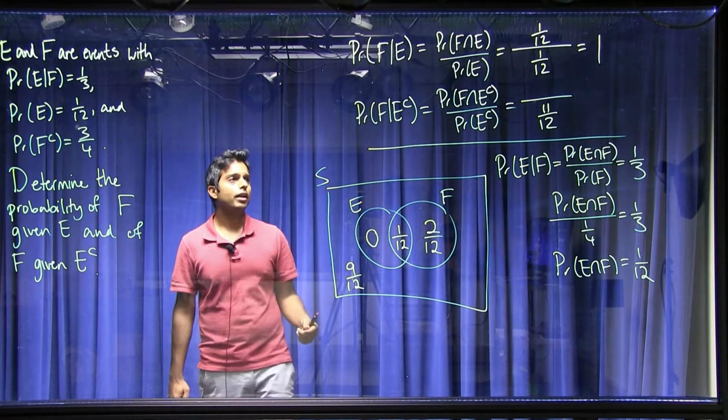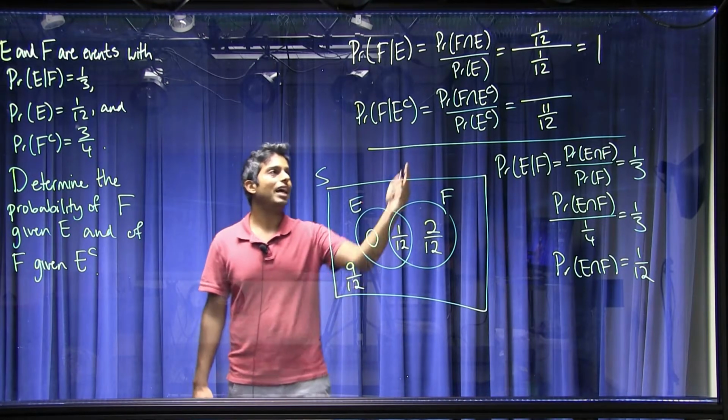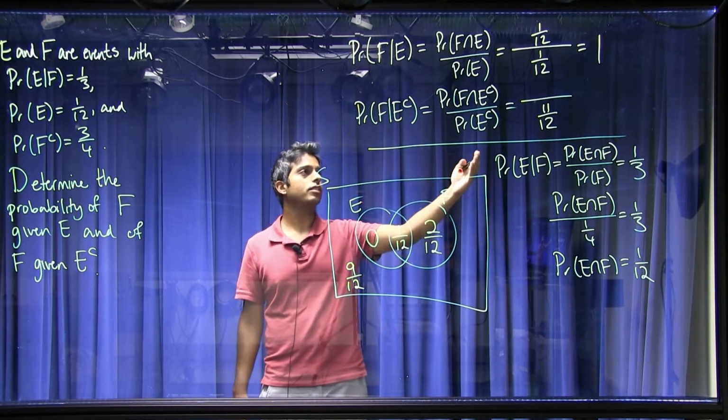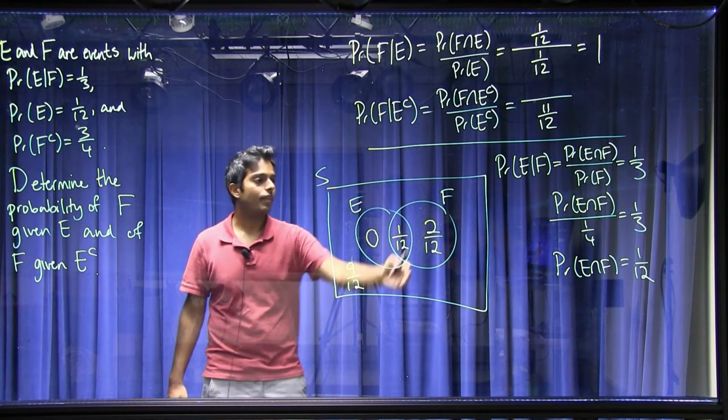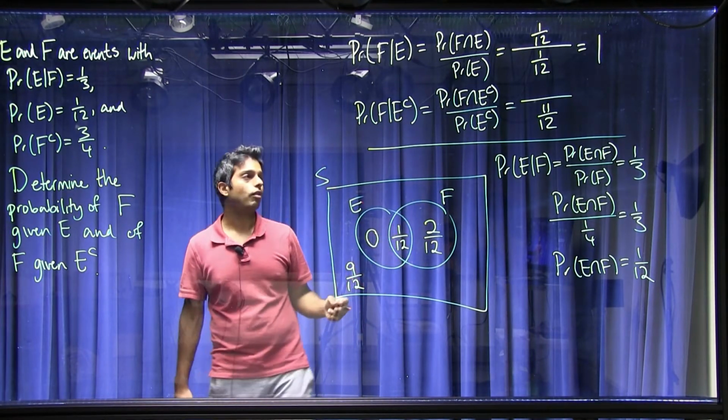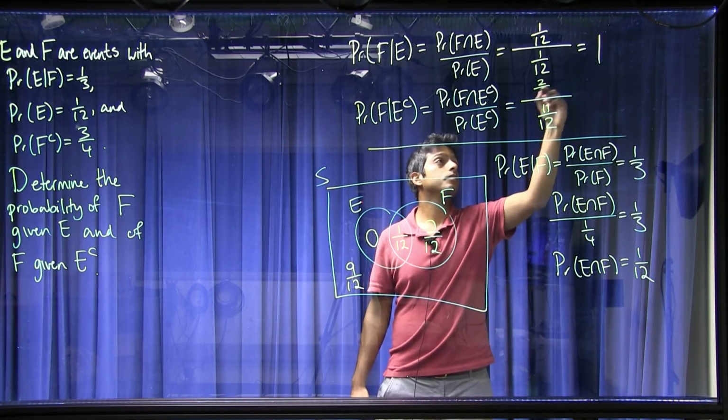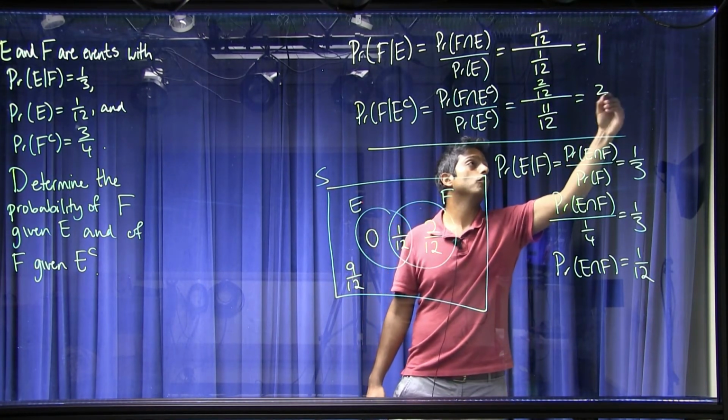Alright, then for the second one, in the numerator, we need the probability of F intersect E complement. So that's the probability of being in F and outside of E, and that's this part right here, that's 2/12. And so this reduces to 2/11.